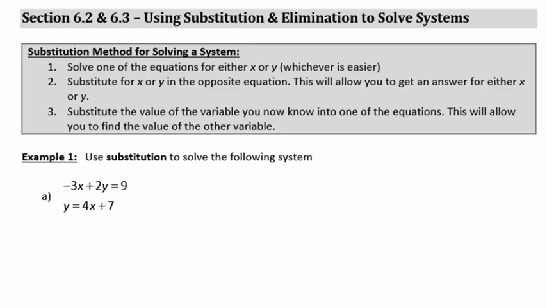Section 6.2 is on using substitution and elimination to solve systems. The first technique we're going to look at is the substitution method. We start by solving one of the equations for either x or y, doesn't matter which, and then we're going to plug that value for x or y into the other equation to solve for one of the variables.